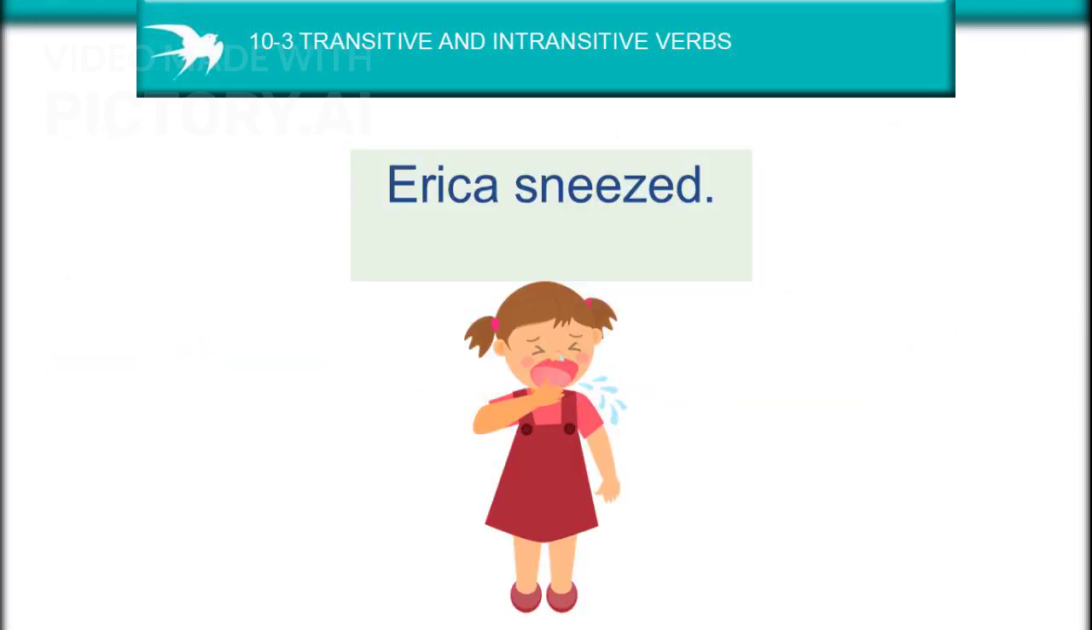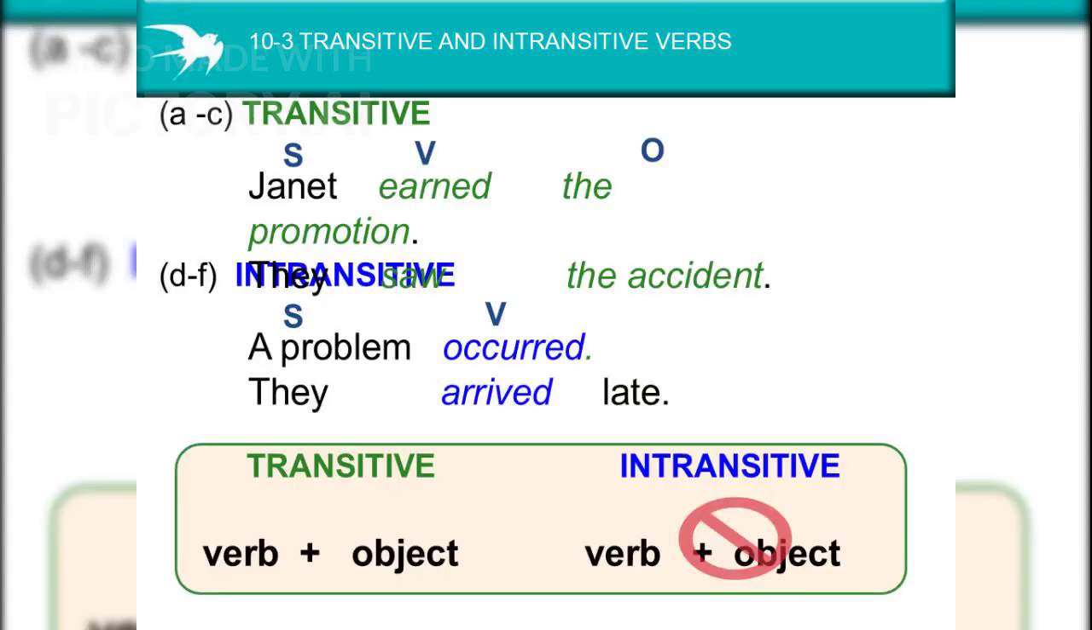Now, let's discuss transitive and intransitive verbs. Erica sneezed is an example of an intransitive verb, as it doesn't require an object. Transitive verbs require an object, like, Janet earned the promotion. Intransitive verbs, such as, a problem occurred, do not.